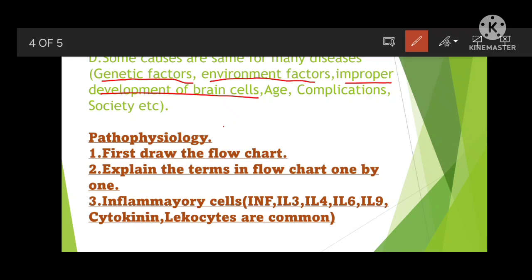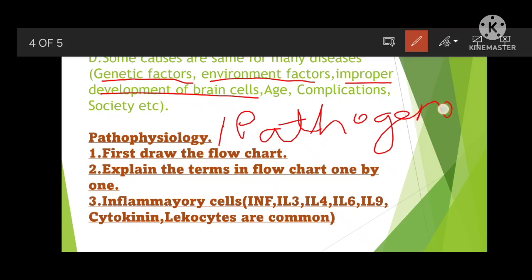See, one doubt: pathophysiology and pathogenesis, these both are the same. Don't get confused. If they ask pathogenesis, you write the same. If they ask pathophysiology, you write the same. No need to worry or doubt about pathogenesis or pathophysiology. Next, what content should be covered in that pathophysiology? First draw a flow chart. In an upcoming slide, I will show you how to write the flow chart.